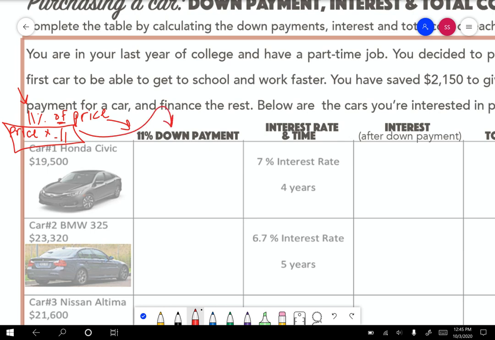So for example, the first car, number 1, is a Honda Civic. Great car, awesome car for starting out, gets really good gas mileage. It's an awesome, safe car.